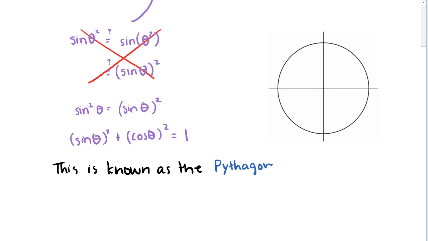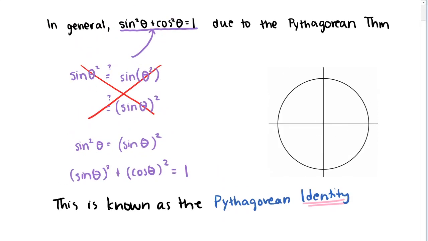It's known as the Pythagorean identity. And an identity is an equation that's true no matter what we input into the variable of the equation. So no matter what angle I plug into this equation, it's always going to be true. The left side's always going to come out to 1. And so why is this the case?